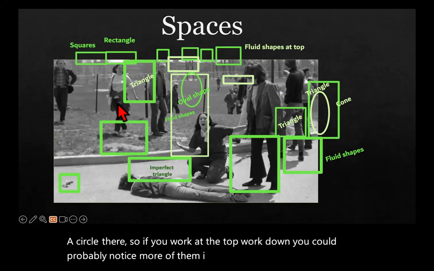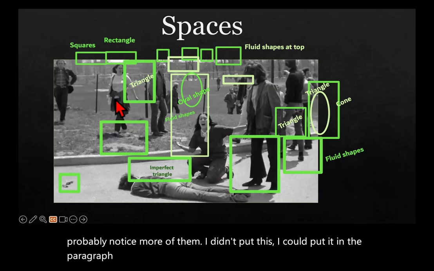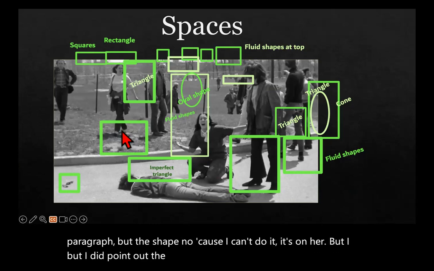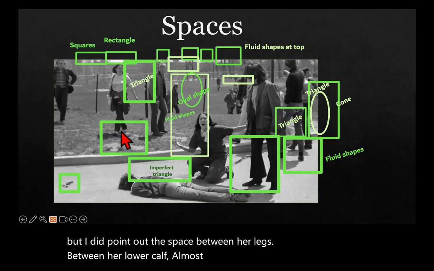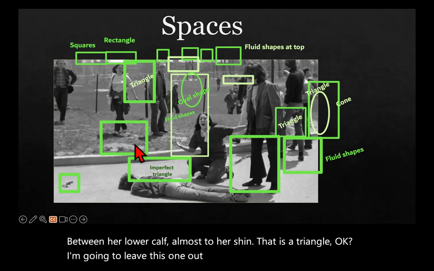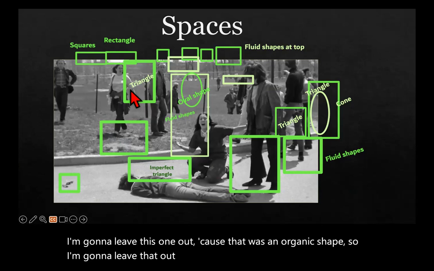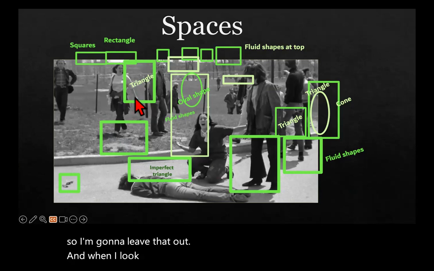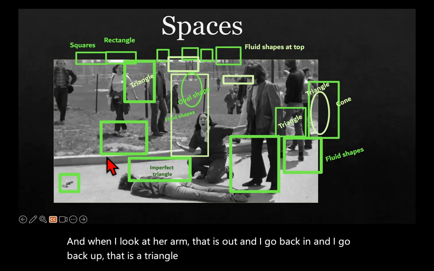I could put it in the paragraph, but no, because I can't do it. It's on her. But I did point out the space between her legs, between her lower calf, almost to her shin. That is a triangle. Okay. I'm going to leave this one out because that was an organic shape. And when I look at her arm that is out and I go back in and back up, that is a triangle. Okay.